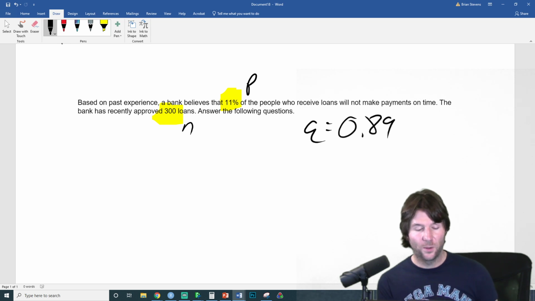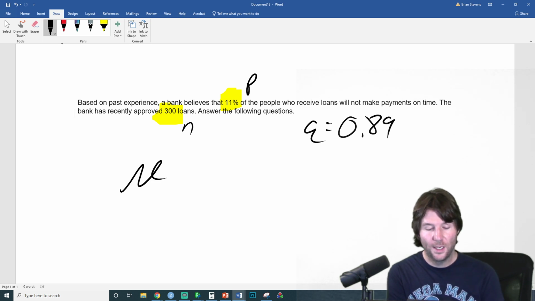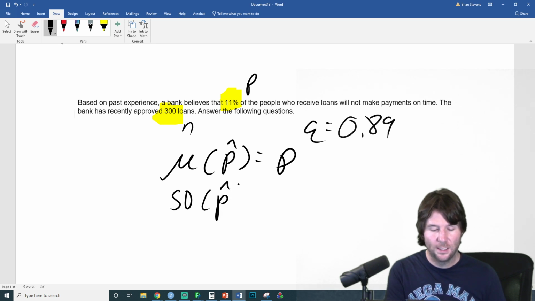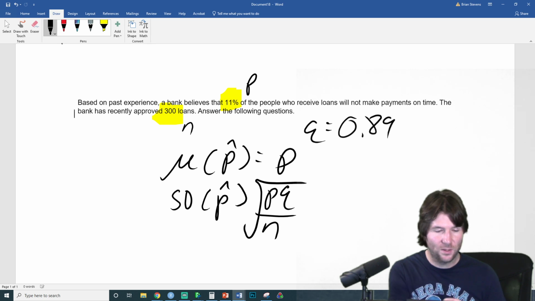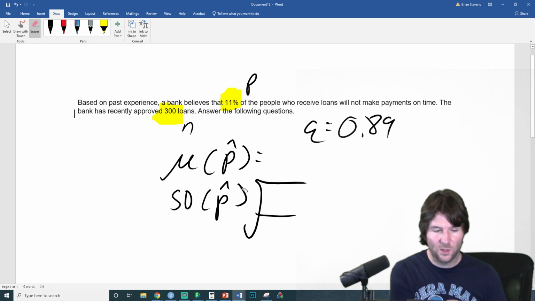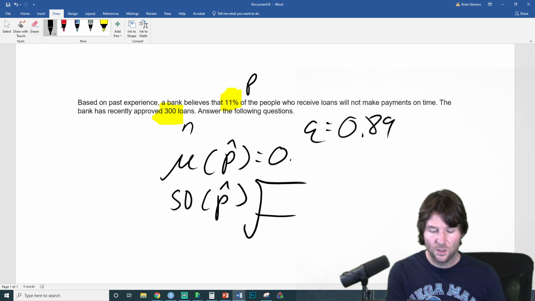And then we are going to remember that mu P hat is equal to P, and SD P hat is equal to the square root of P times Q over N. My class knows that quite well. So we're going to delete where these things are and replace them with their values up above. This is why knowing notation is key. So we put this in, and we're going to write really small right here.